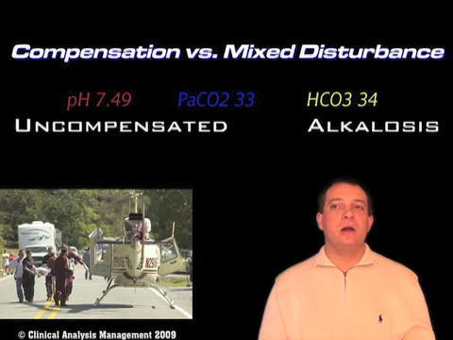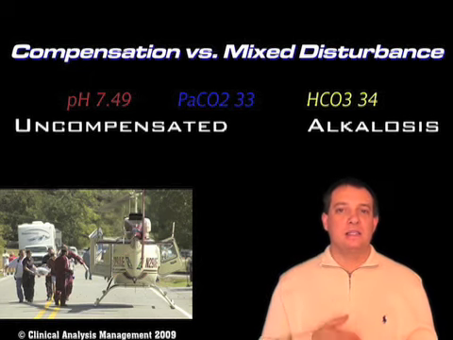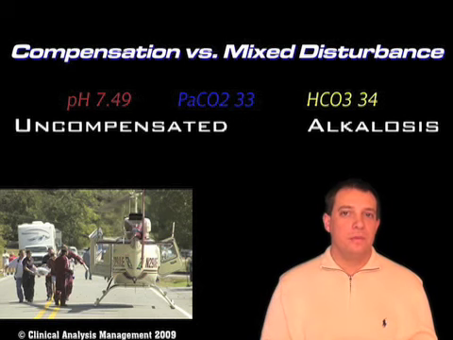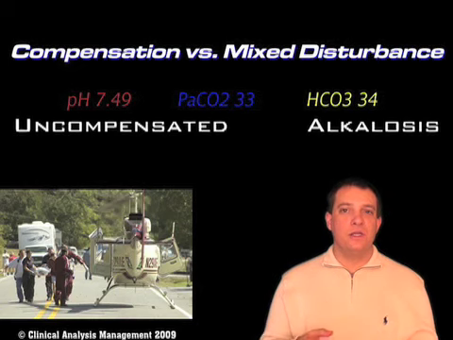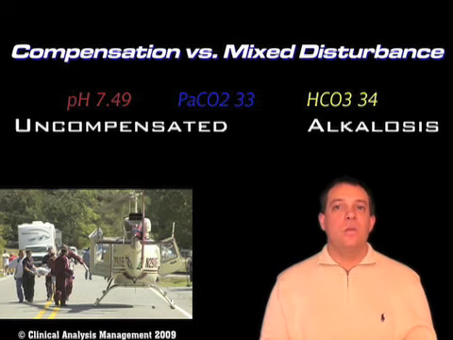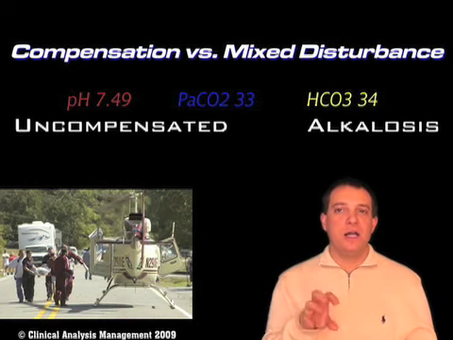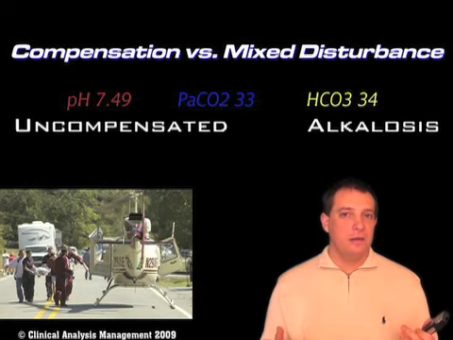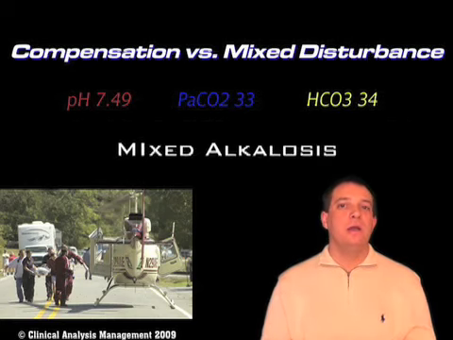And when we look at the bicarb, we see that the bicarb is 34. Is that acidotic, alkalotic, or normal? That would also be alkalotic, right? Because a normal bicarb is 22 to 26. Anything lower than that's acidotic. Anything higher than that is alkalosis. So when we look at this blood gas, we know the pH is alkalotic. We know the CO2 is alkalotic. We know the bicarb is alkalotic. So we know that this is a mixed alkalosis, right? And so this patient has both respiratory and metabolic alkalosis, a mixed alkalosis.